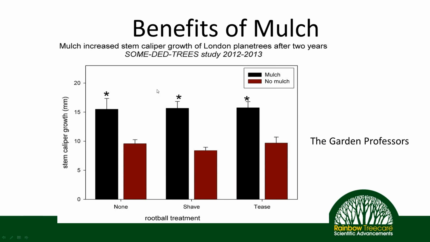Same thing if we look here, again from the Garden Professor's blog, stem caliper with mulch versus no mulch. This is London plane trees, and this was done in conjunction with different root ball treatments to try to improve the plant's ability to adapt to a soil and get new roots out into the soil. Just by mulching, we have a much greater incidence of larger stem caliper than with no mulch by itself.